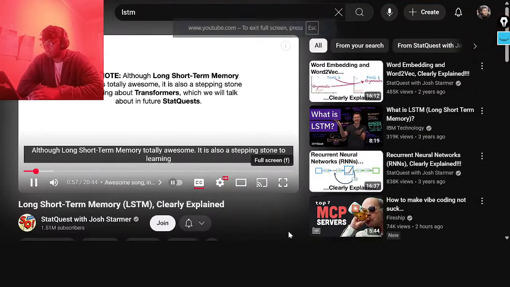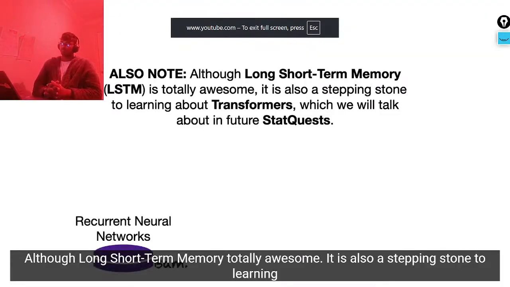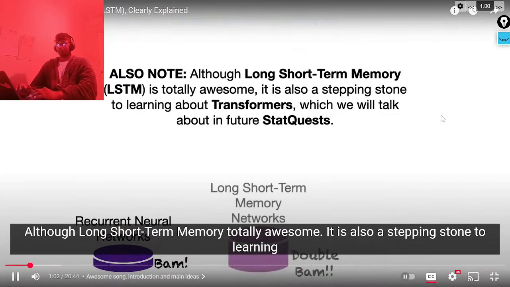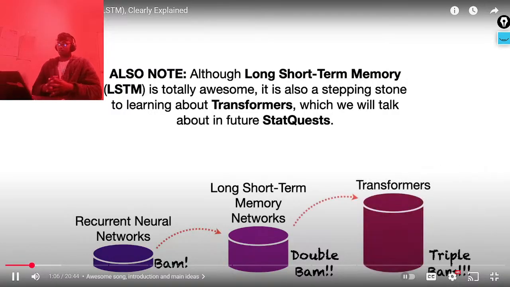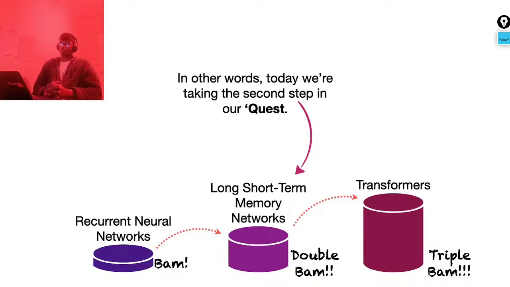Also note, although long short-term memory is totally awesome, it is also a stepping stone to learning about transformers, which we will talk about in future StatQuests. In other words, today we're taking the second step in our quest.